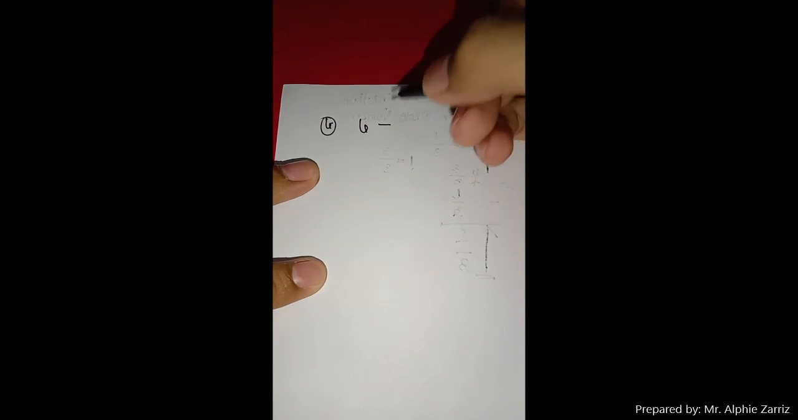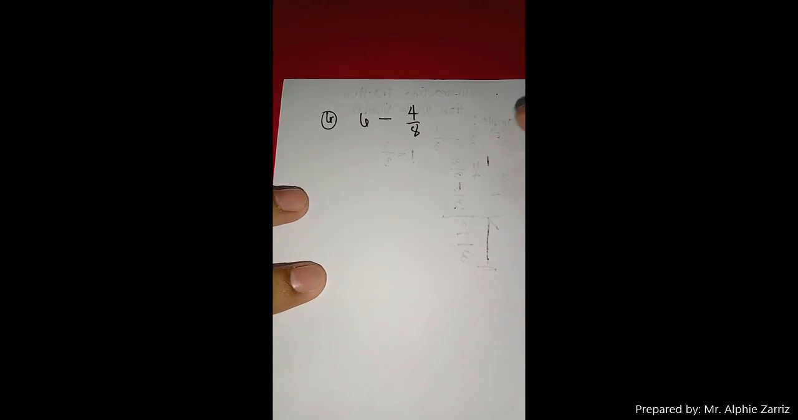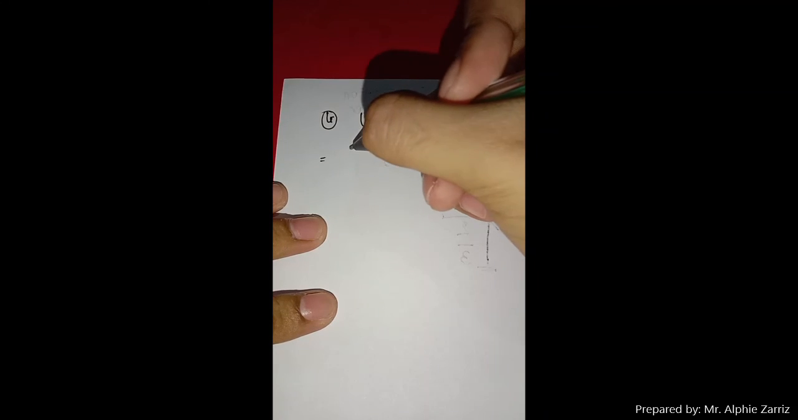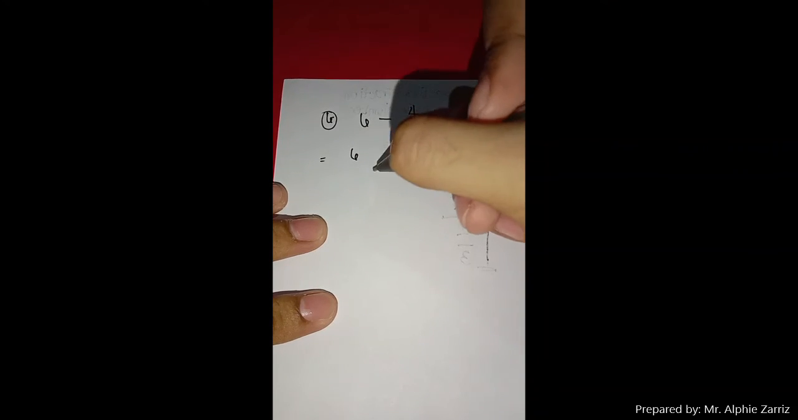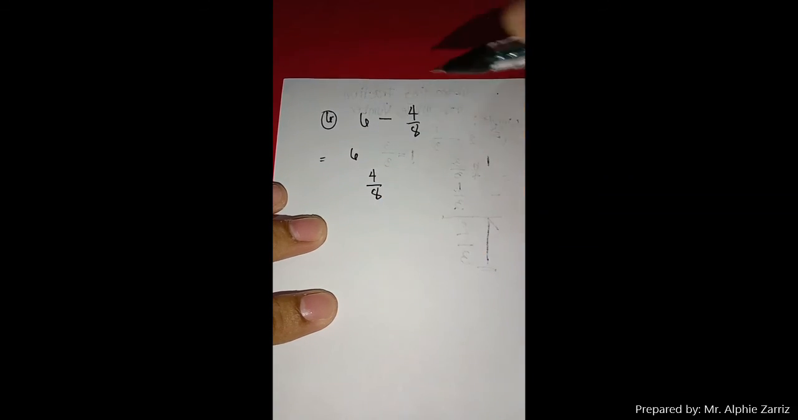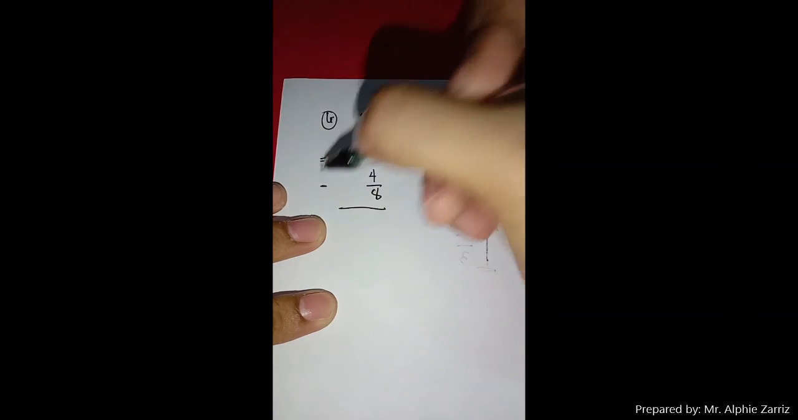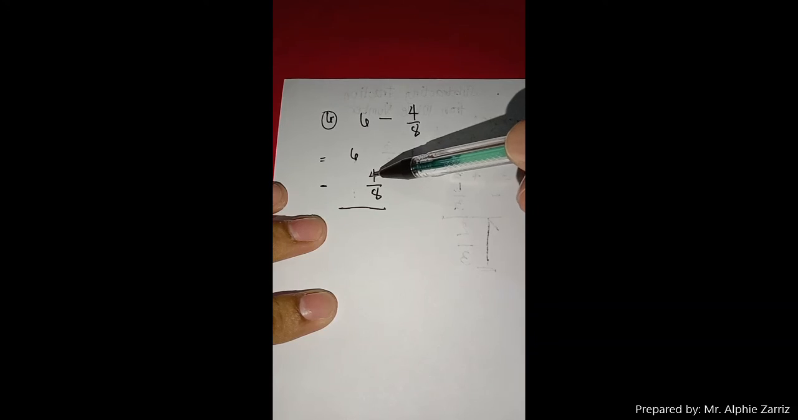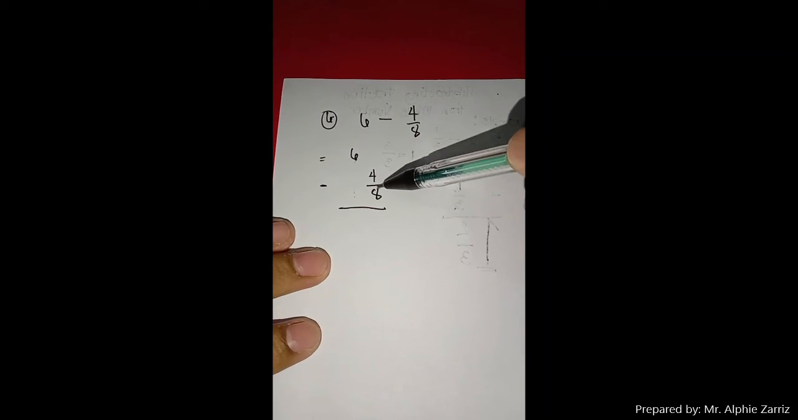Okay. So example number 6. So meron ako ditong 6 minus 4 over 8. So ulitin ko, kapag ganito yung nakikita nyong problem, first you need to rearrange the fraction. So we have here 6 and then we have here the fraction 4 over 8. So wherein, itong 6 is our whole number. And the 4 over 8, itong ating fraction.